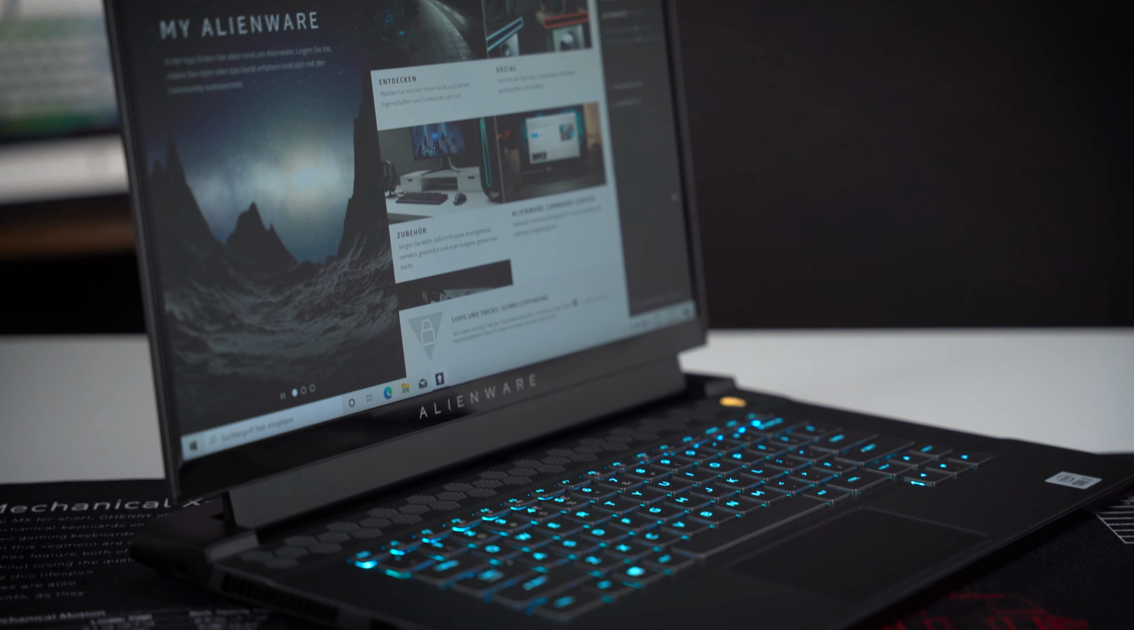Stay with me as I will introduce you folks to the Alienware m15 R4, the world's first gaming laptop with our Cherry MX Ultra Low Profile mechanical switches.